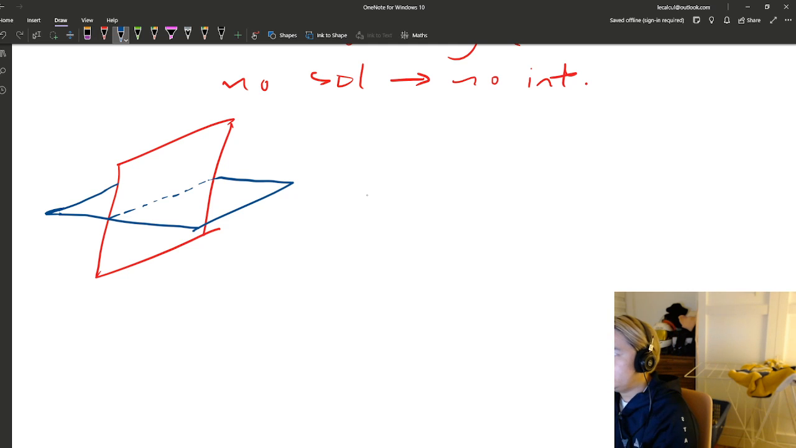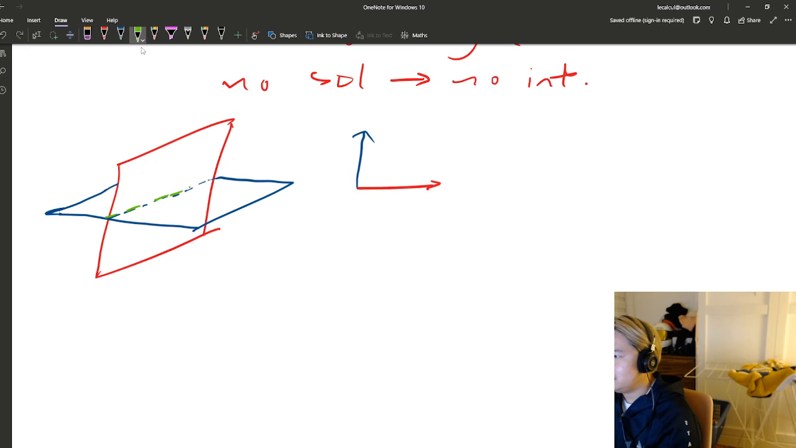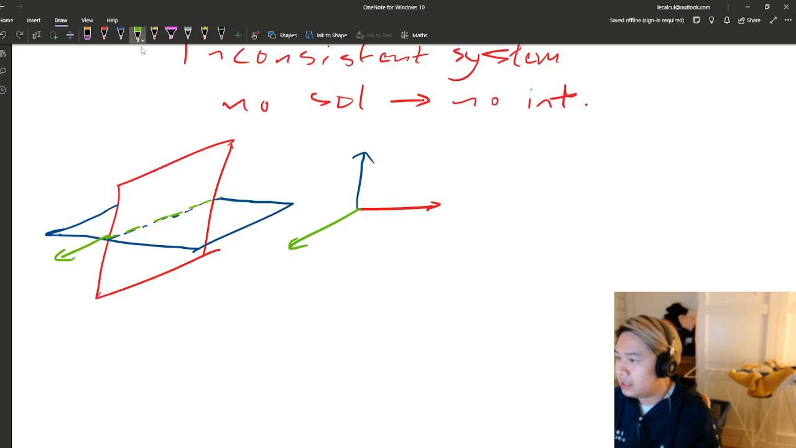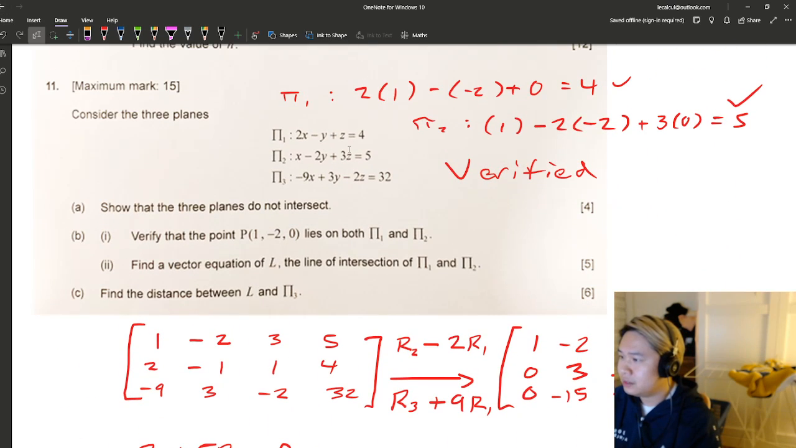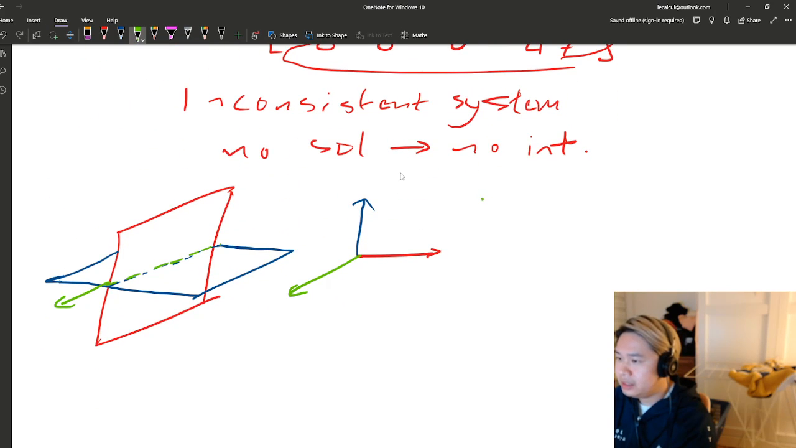Okay, the normal vector of the red plane is towards my right, let's say. The normal vector of my second blue plane is going up. And then notice that the line of intersection needs to have a direction vector that is perpendicular to the two normals. So what we need to do is find the normals of each plane, which is easy. Those are the coefficients of the variables in the equation. And then we need to find a vector that is perpendicular to both of them.